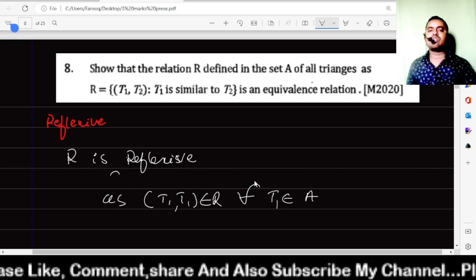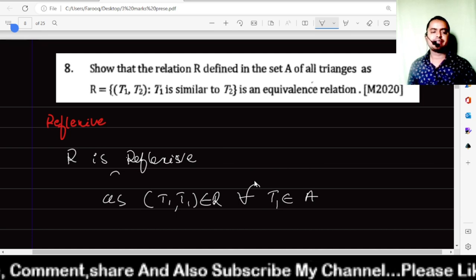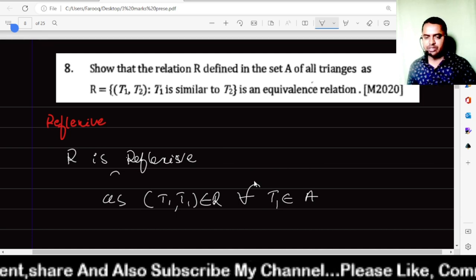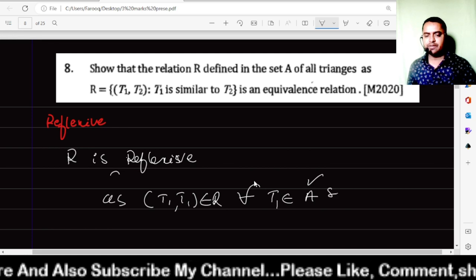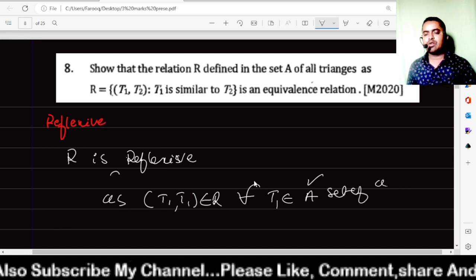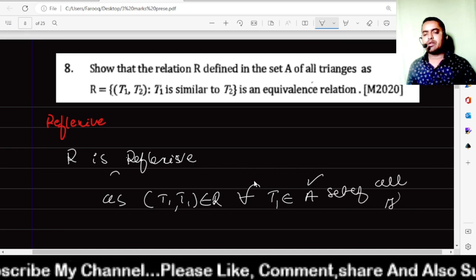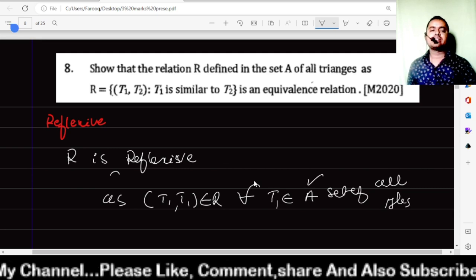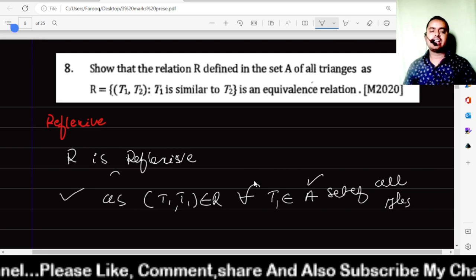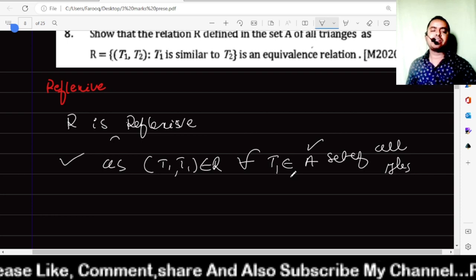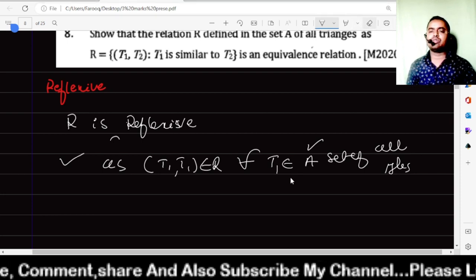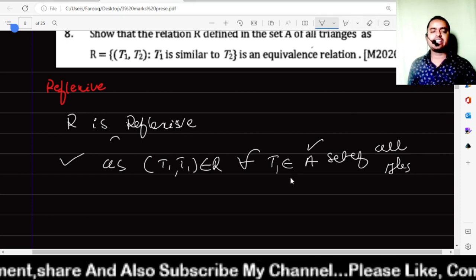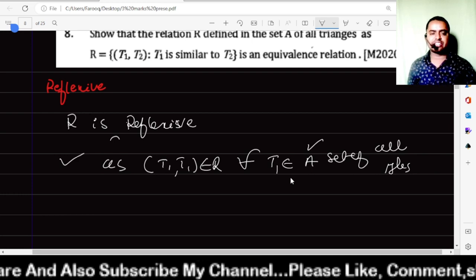A means what? Here A is the set of all triangles. Yes. Therefore R is what? Reflexive, because we are comparing T1 to T1 itself. T1 and T1 are similar triangles, we can say.